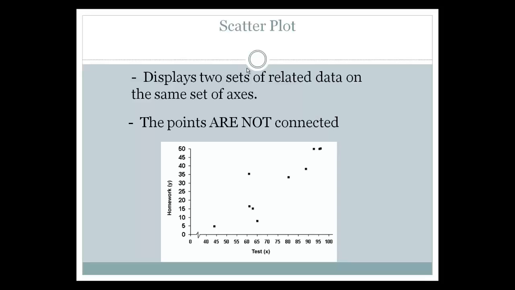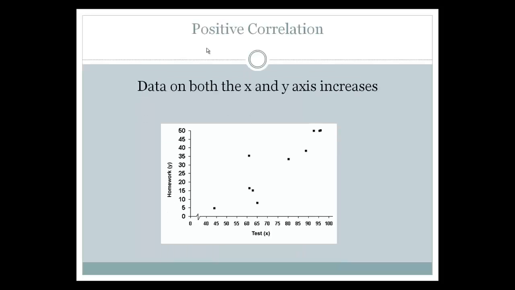Yesterday we plotted all of our points and then we connected each point with a line. Today it's just going to be a random assortment of points on a graph or on a chart. The points are not connected. There's different types of correlations, and correlation just means it's a pattern.